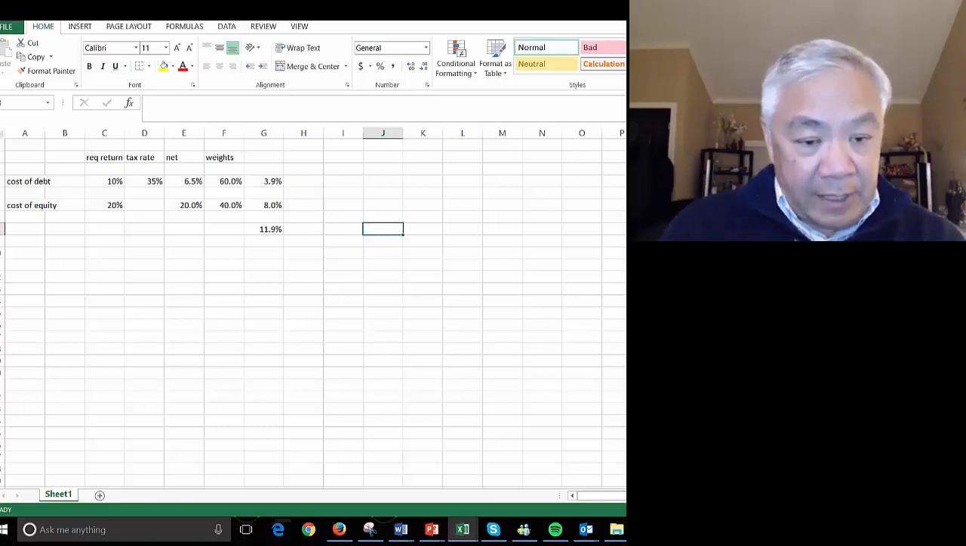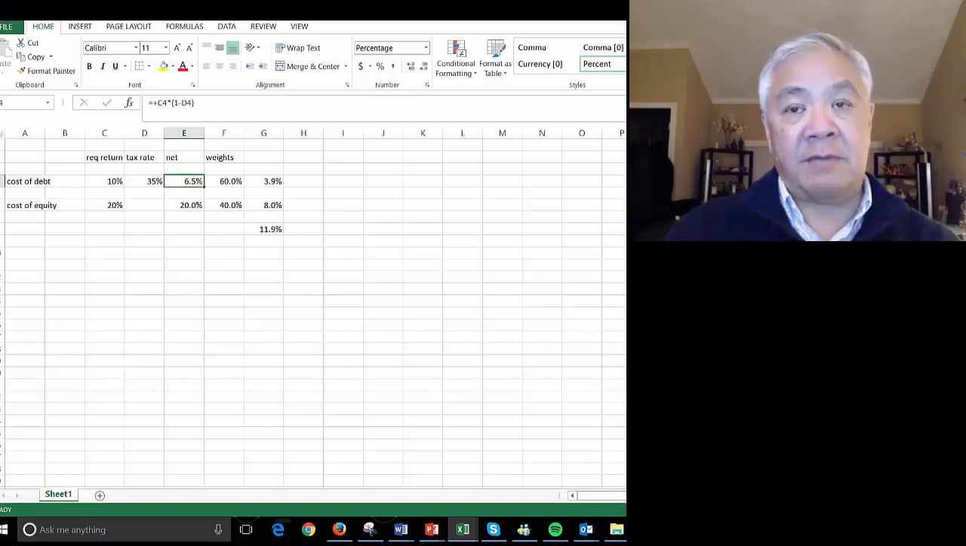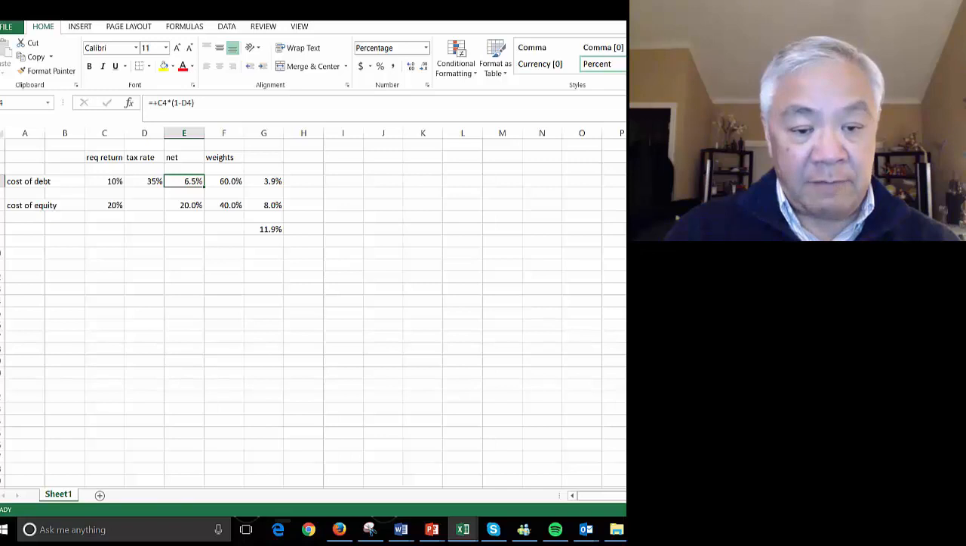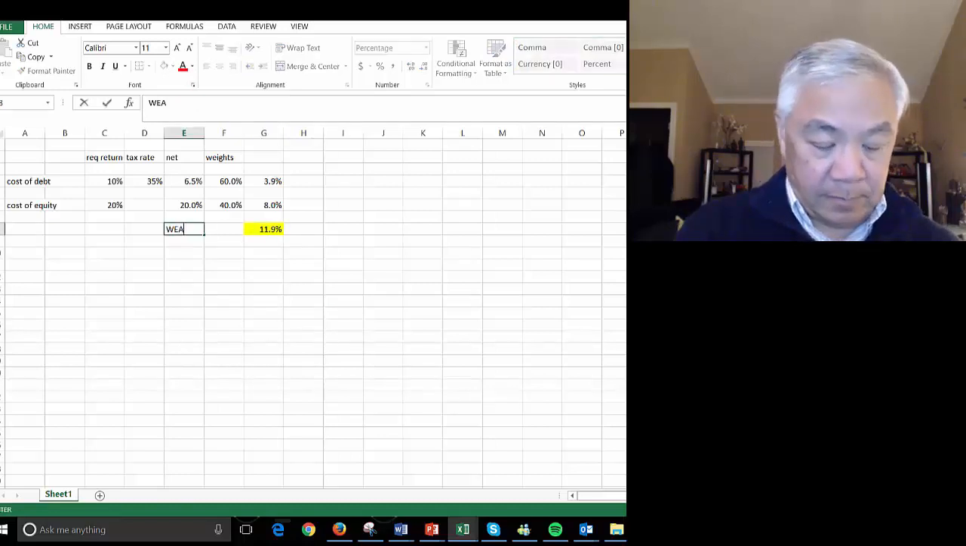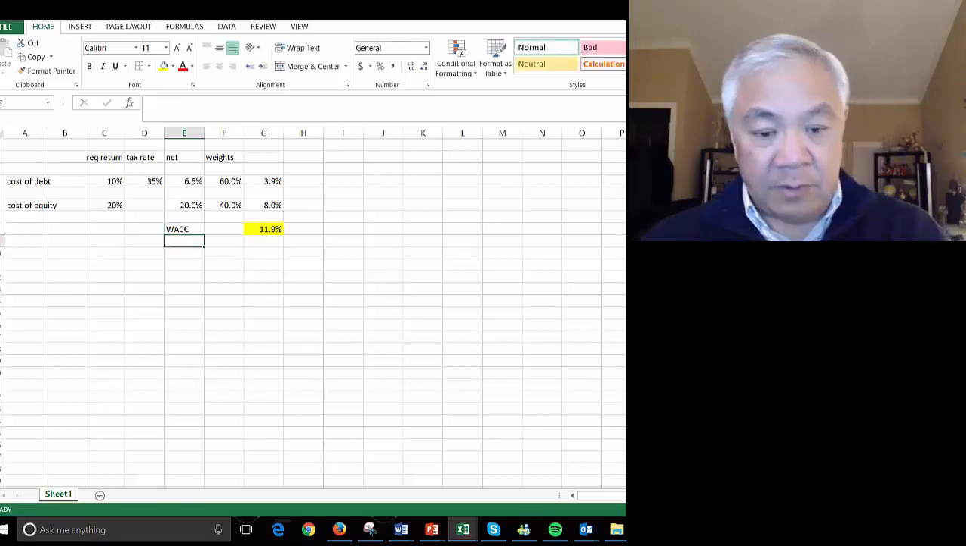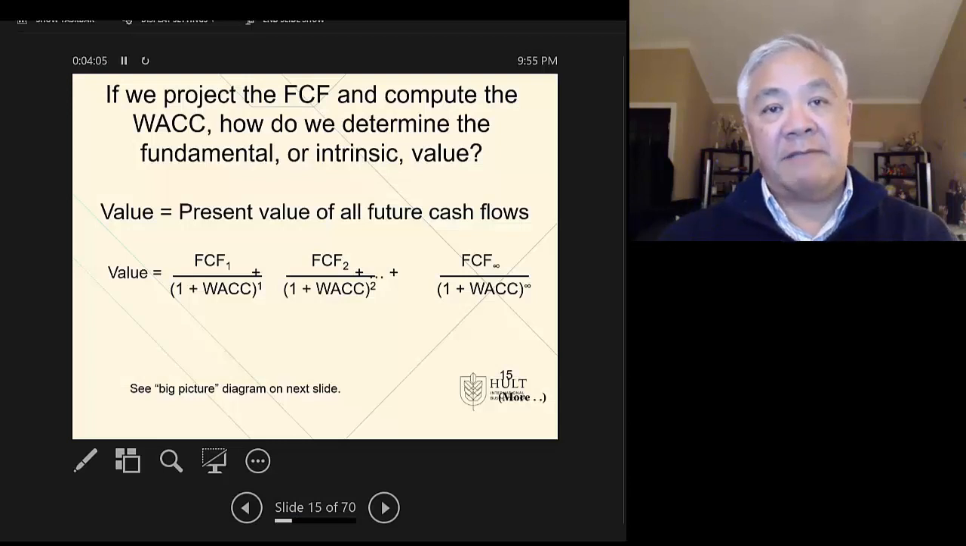So let's walk through this calculation. 10% times 1 minus 35% is 6.5% is our net cost of debt. It's lower because we have a tax shield. Cost of equity is 20%. Ratios are 60-40. 60% of 6.5 is 3.9%. 40% of 20 is 8%. And this number is our answer. The weighted average cost of capital equals 11.9%.